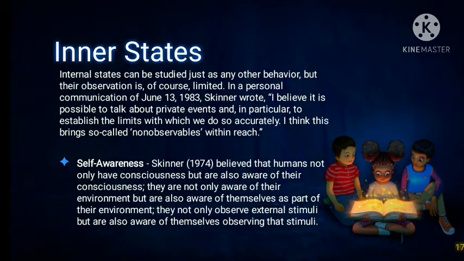So internal states can be observed just like any other behavior, but it is limited. Skinner wrote that if we talk about private events, we can establish limits. Then this might bring the non-observables within reach. Inner states are those feelings of love, anxiety, or fear. Self-awareness is an inner state. It is private. Each of us is aware of our own thoughts, feelings, recollections, and intentions. Humans have consciousness but also aware they have consciousness. They are aware of the environment but also aware they are part in the environment. They can observe stimuli but also aware that they are observing that stimuli.